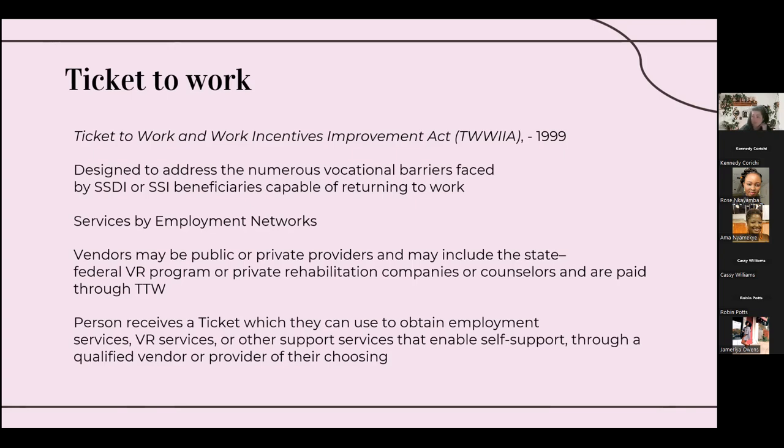So they receive a ticket, which they can use to obtain employment services, VR services, or other support services that enable self-support through a qualified vendor or provider of their choosing. Usually they're called employment networks. They're a little bit different than a nonprofit, but a nonprofit can apply to be an employment network. They could be public or private providers and may include the state federal VR program or private rehabilitation companies or counselors. And they're paid through the Ticket to Work program.